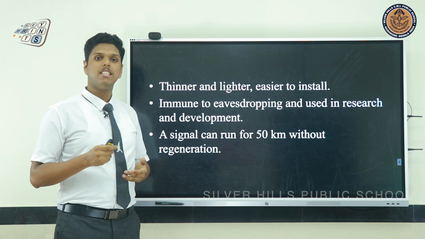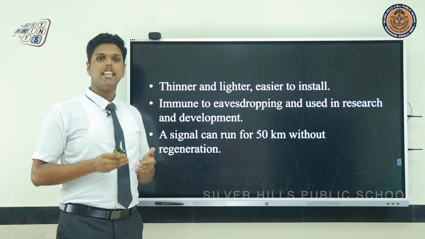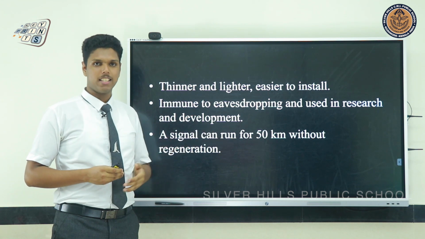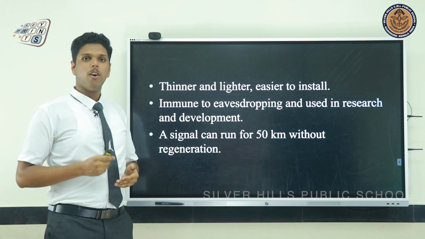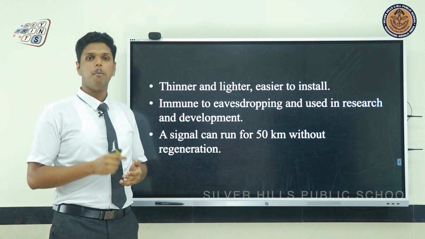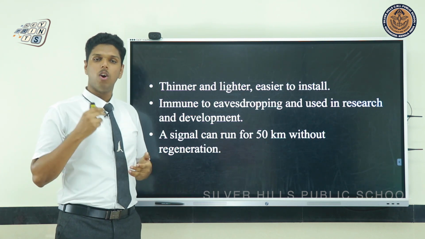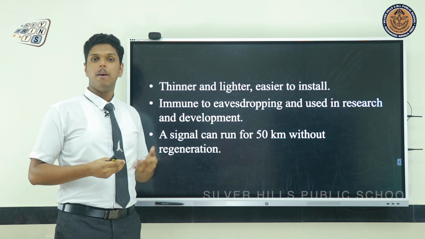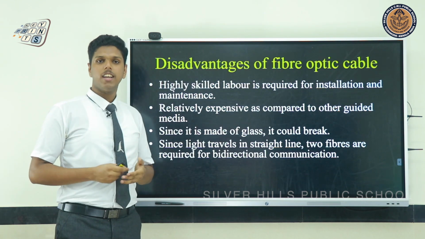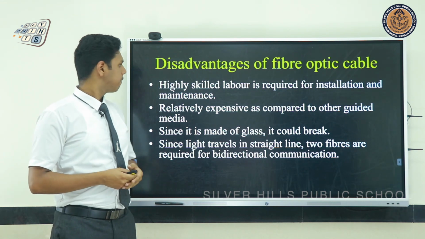And since the cable is made up of glass tube, it is immune to eavesdropping and they do not engage in any crosstalk over long distances compared to TPC and coax cable. And what is unique about fiber optic cable is that a single signal can run for 50 km without any amplification or regeneration, and that makes it more convenient and more efficient compared to TPC or coax cable. But before drawing a conclusion on fiber optic cable, we should also look into its disadvantages.